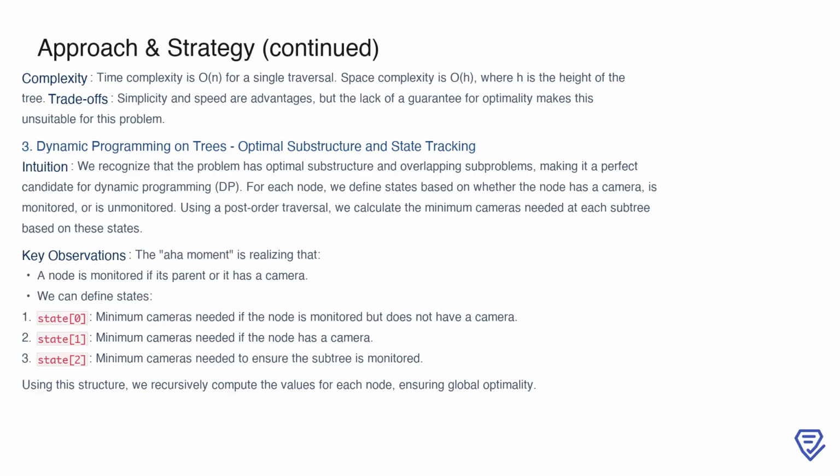Using these states, we perform a post-order traversal of the tree, calculating the minimum number of cameras needed for each subtree by combining the results of its child nodes. The key insight here is that a node can be considered monitored if either it has a camera or its parent has one, allowing us to minimize redundancy in camera placement.